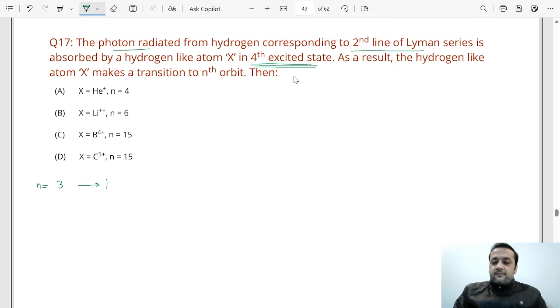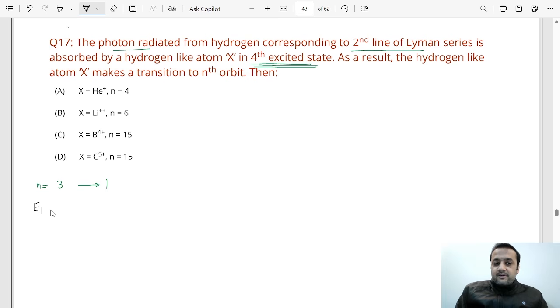Look, it is in the fourth excited state, and as a result the hydrogen-like atom makes a transition to the nth orbit. So we have to find two things: which hydrogen-like atom this is, and what is the value of n. First, let us understand what is the energy of the photon emitted in the second line of Lyman series.